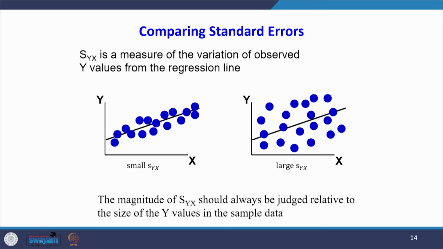Comparing standard errors: S y x is the measure of variation of observed y values from the regression line. See the figure on the left-hand side, which has a small standard error, but the figure on the right-hand side has a large standard error. The magnitude of S y x should always be judged relative to the size of the y values in the sample data. If you are comparing two models and the standard error is minimum, we can say that model is the good model.